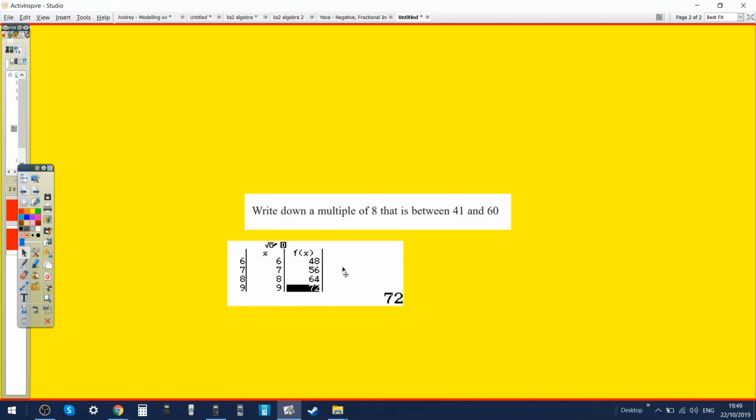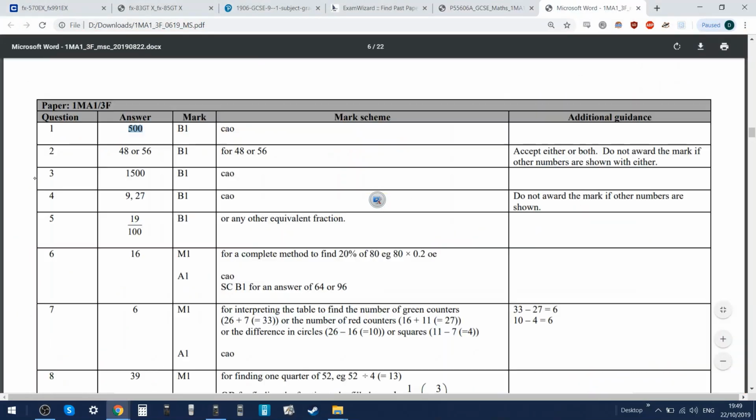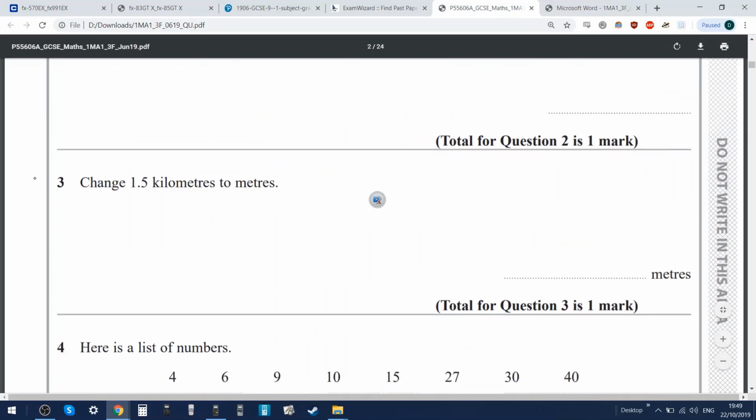I will put down 56. You might put down 48 if you want. What if I'm lying? There we go. 48 or 56. Question 2, and that is 1 more mark. We get marks for nothing.